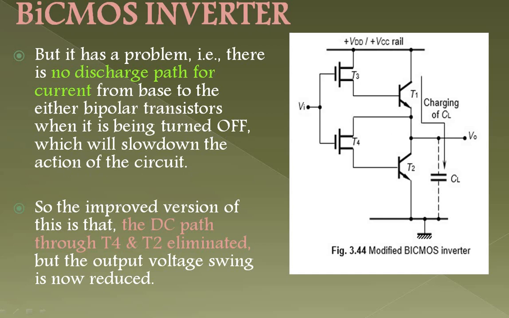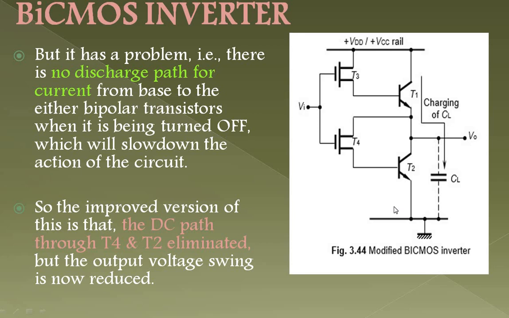So as to improve that, we are removing the direct path from T4 to the VDD rail and connecting it here. The improved version is that the DC path through T4 to T2 will be eliminated, but the output voltage swing is now reduced. The first drawback was that we were having a direct path, but due to this direct path there is no discharge path for your current. You are directly getting it from here, you are charging, and there is no particular discharge path.